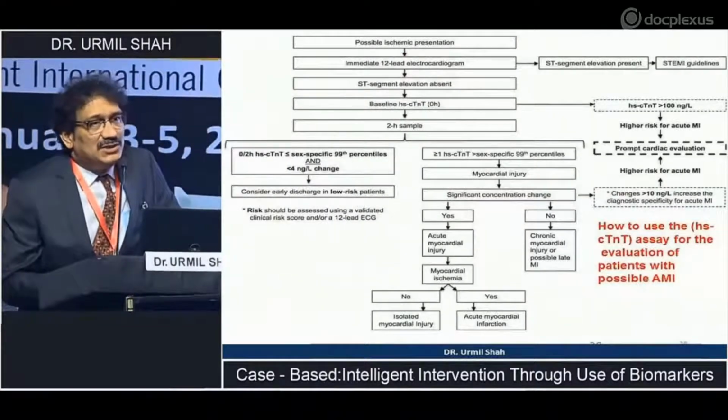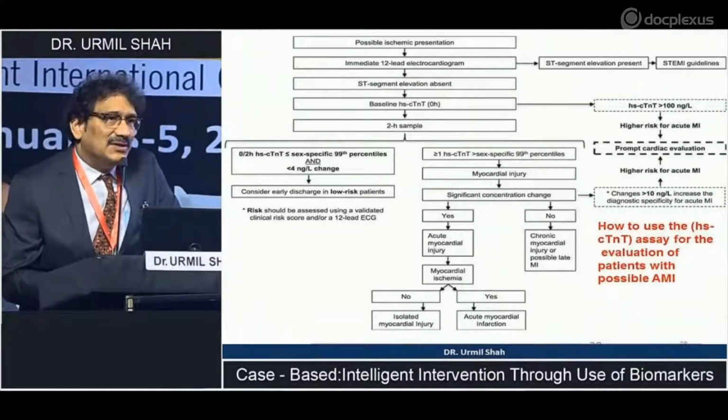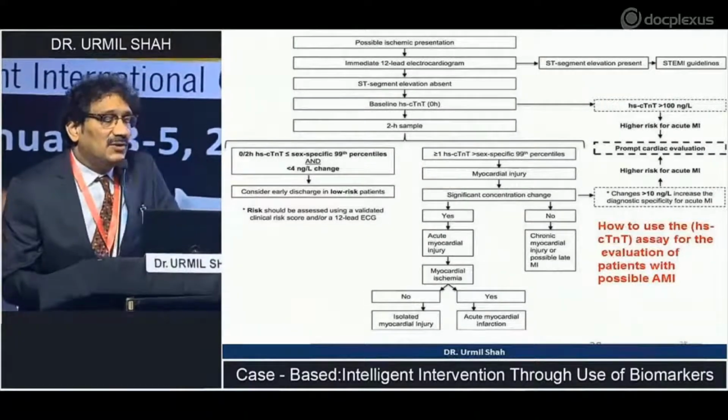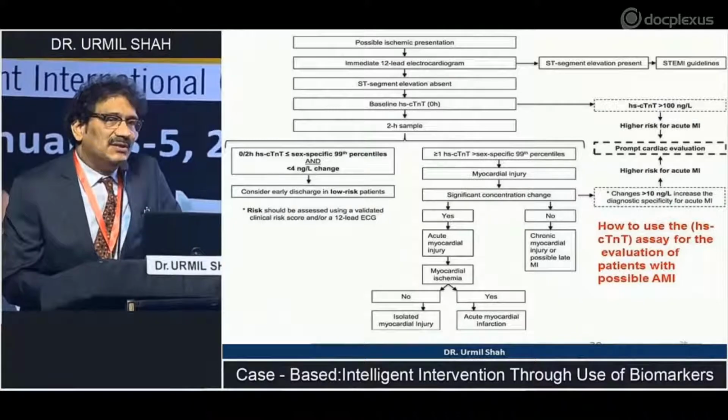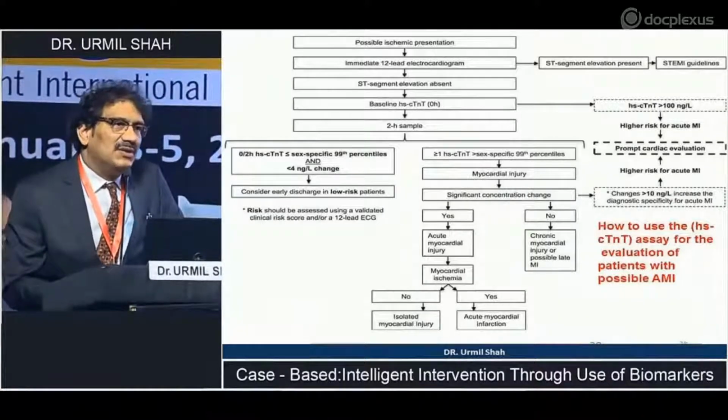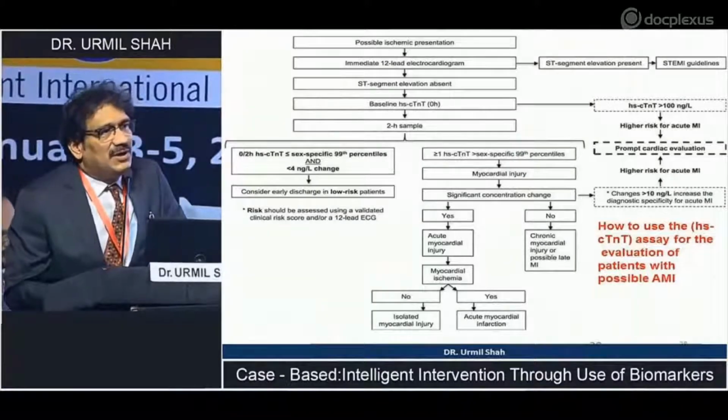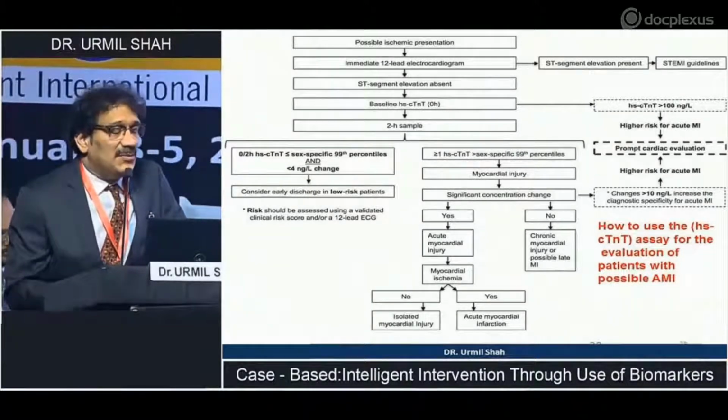Suppose there is a possible ischemic presentation in the emergency room and you get an ST elevation, then practically we can say no need of a troponin level. But if ST elevation is absent, then we have to get this troponin level and we can repeat it after 2 hours. Suppose the first level is very high, say more than 5 times the standard level, then definitely there is a very high chance of myocardial infarction. We have to start the treatment immediately.